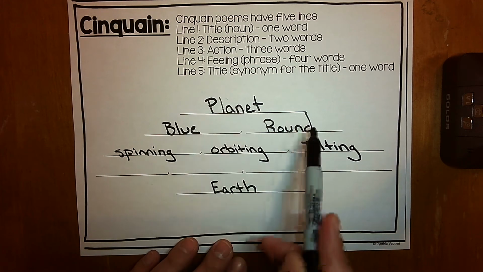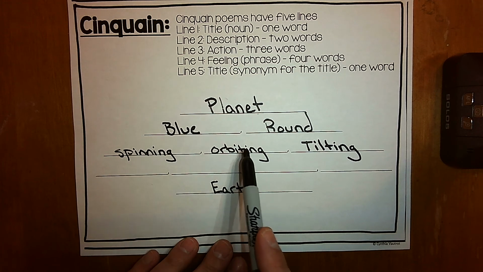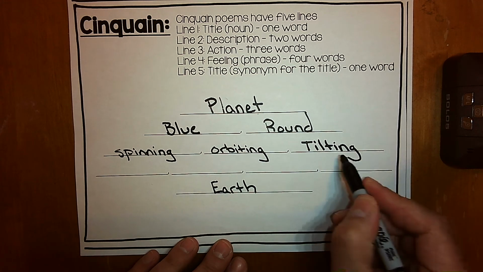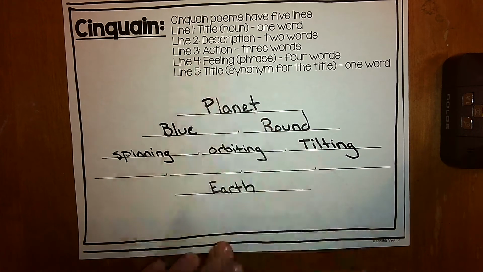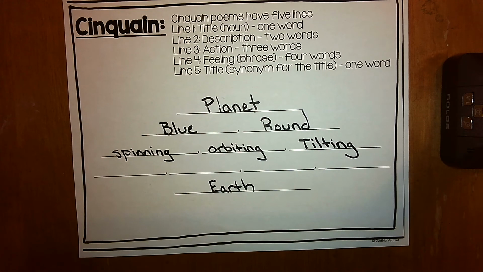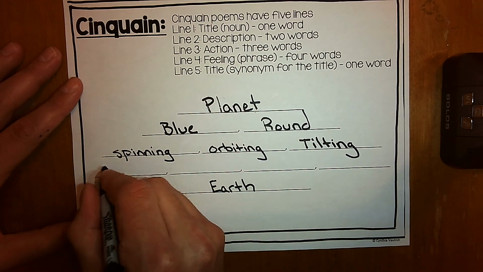Planet, blue, round, spinning, orbiting, tilting. Notice these are all verbs and they all end in ing. So try to do that for line 3. Now, I like line 4. It's a feeling, a phrase. So what do we know about Earth that's different from other planets? And I thought of this.